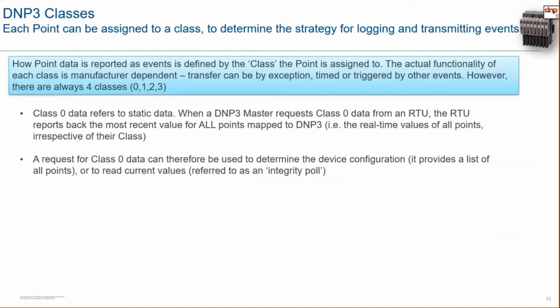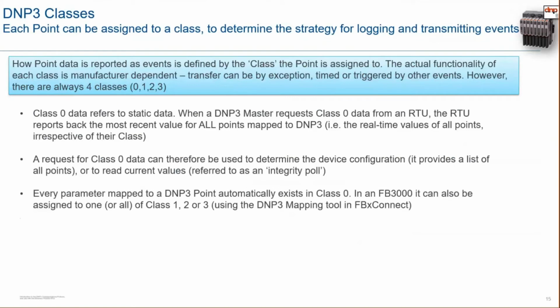Also, you can use it to read all the current values, though it's not that efficient to do that because you're obviously reading every single value from the RTU, but it's something you may do when you're initializing communications to a device before you start looking at events. Every single parameter that's mapped to a DNP3 point in the FB3000 automatically exists in class 0.